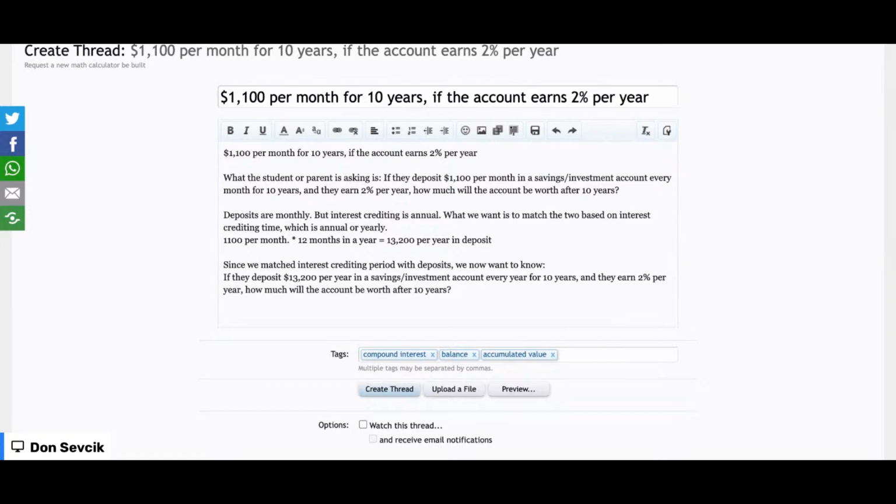There we go. Okay. Let me unscrew this. I apologize. 13,200, 10 years, 2%. Okay. What this is, it's called an annuity. An annuity is payments made at a constant period. All right. Calculate accumulated value.